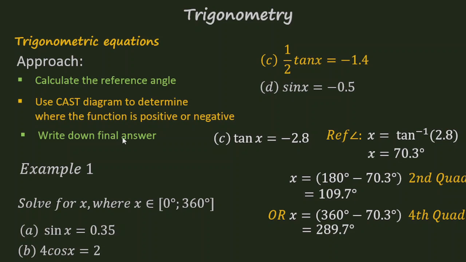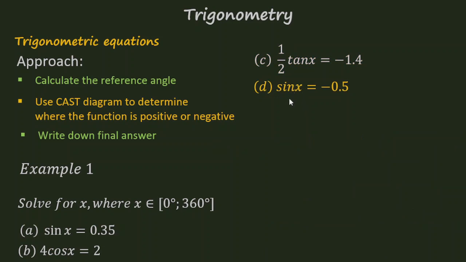Then we can write the final answer as x equals 109.7 degrees or 289.7 degrees. x equals 70.3 degrees is not a solution because we are only interested in the values of x where tan x is negative. Let's try problem D.